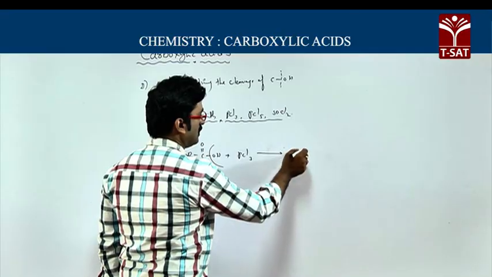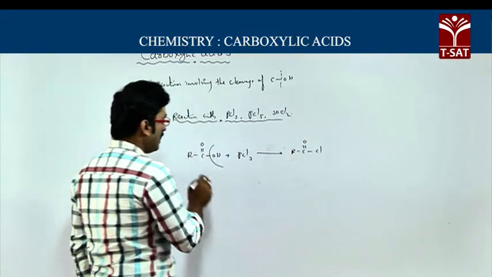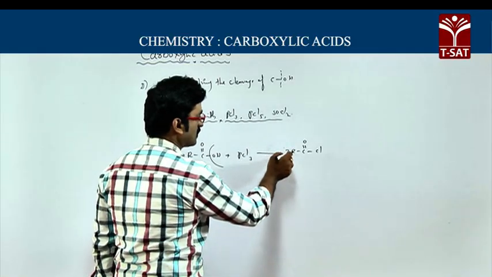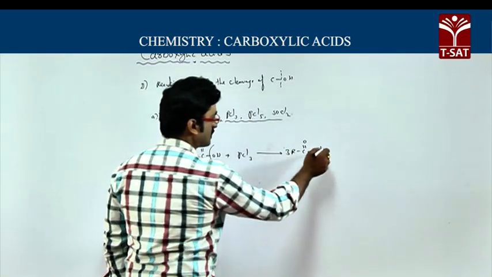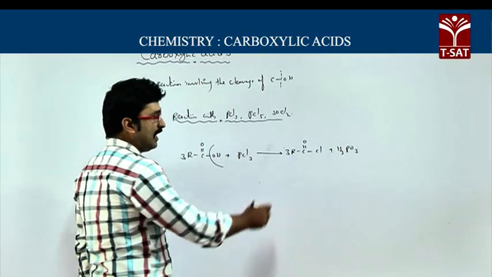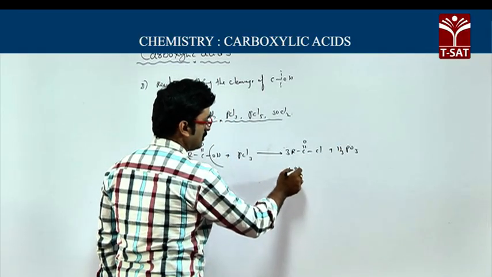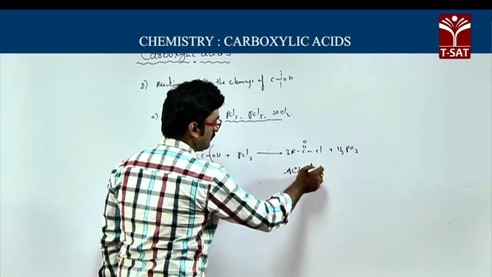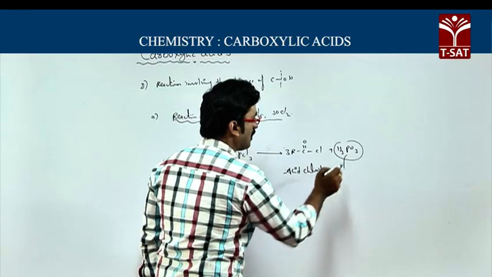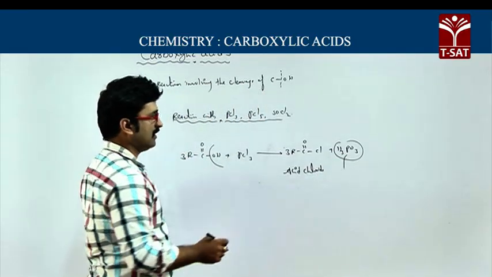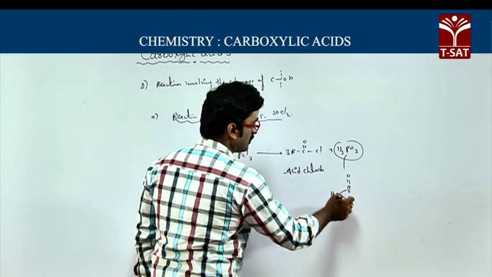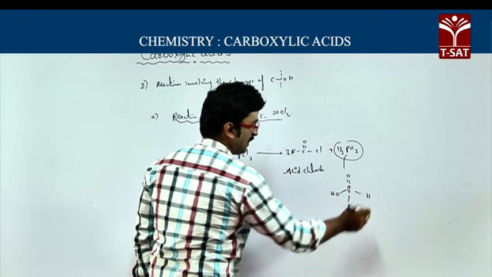You get R, C double bond O, Cl. And you are supposed to take 3 moles of carboxylic acid. You get 3 moles of acid chloride plus H3PO3. Okay, and this is nothing but acid chloride. Okay, and H3PO3 is called as what? Orthophosphorus acid, and its structure is P double bond O, OH, OH and H.